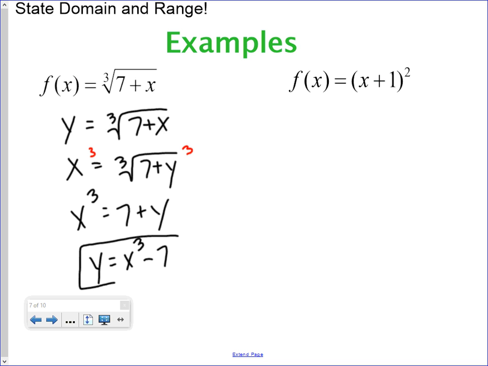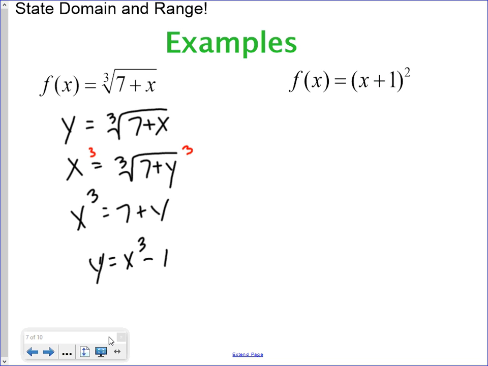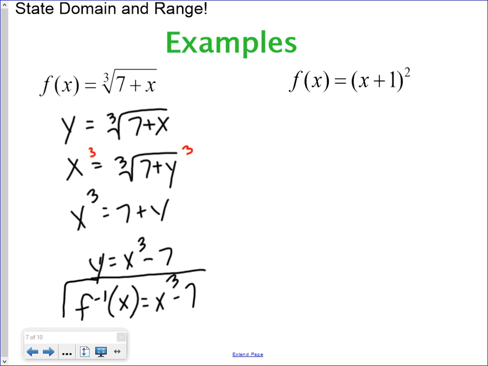Oh, before I finalize my answer, remember how at the beginning we changed f of x to y? Now we want to name this as the inverse, so we're going to replace y with f inverse. And so f inverse of x equals x cubed minus 1. It's minus 7. You just slightly erase the top of the cell. Yeah, thank you. Minus 7.